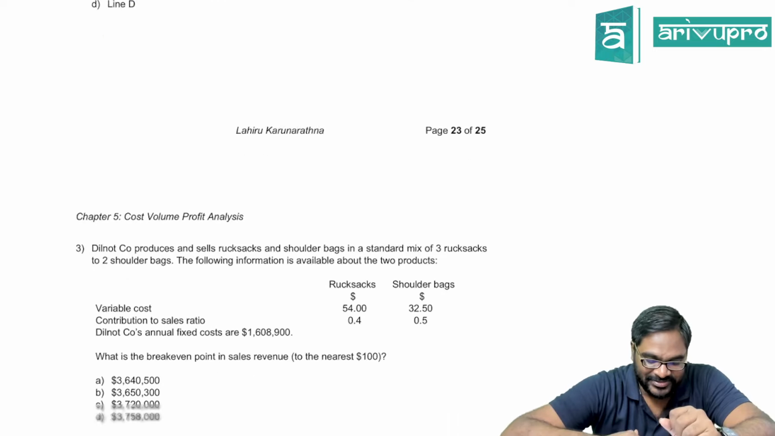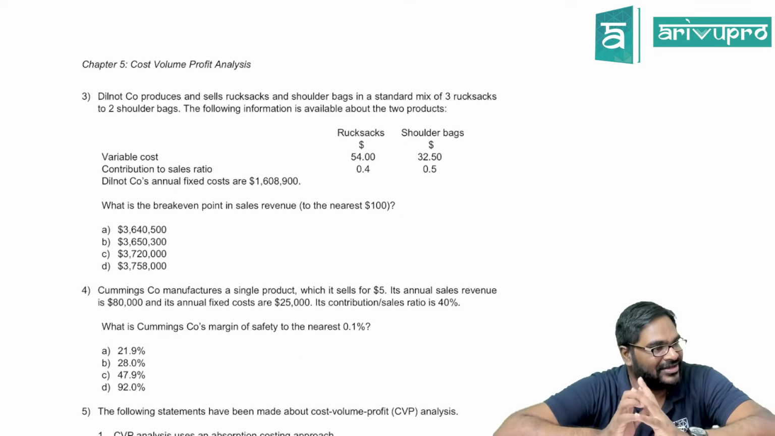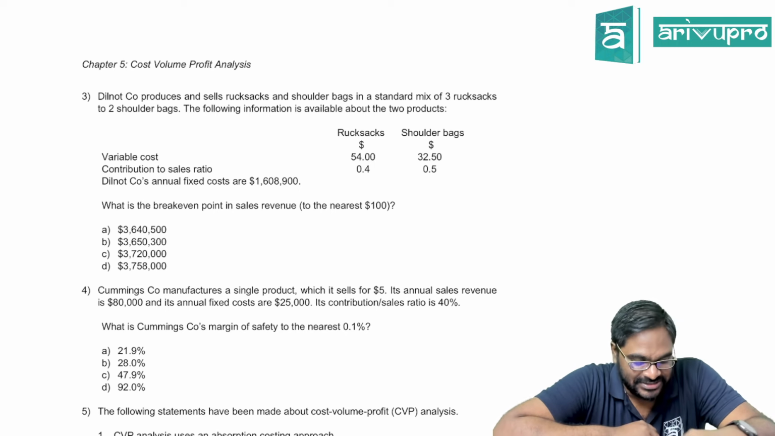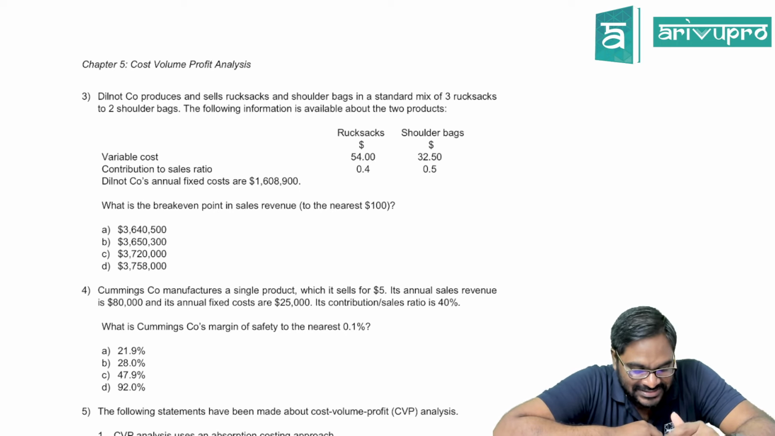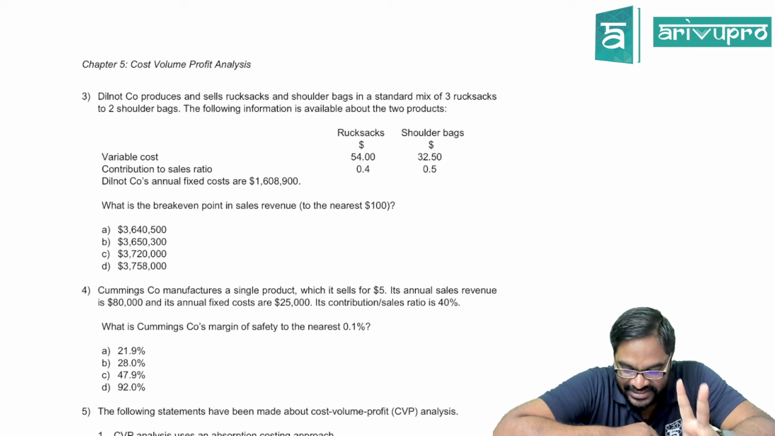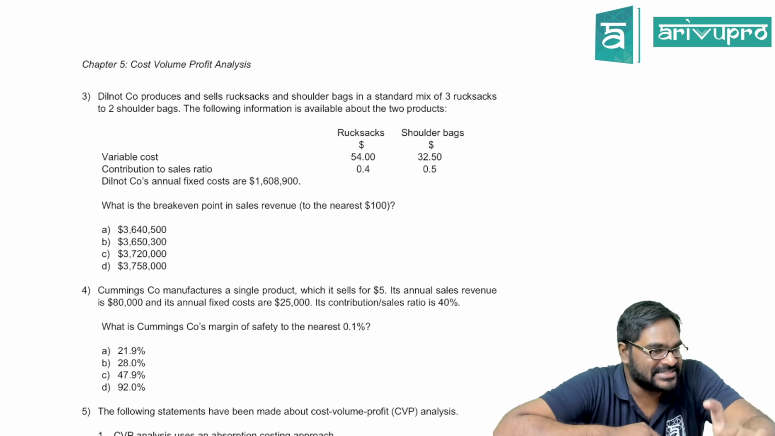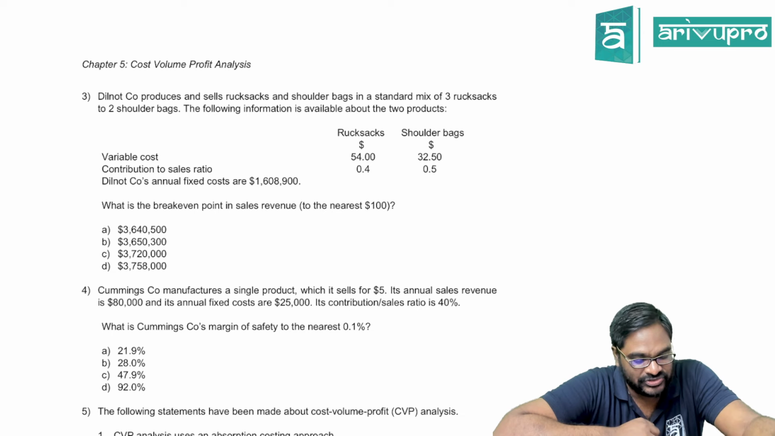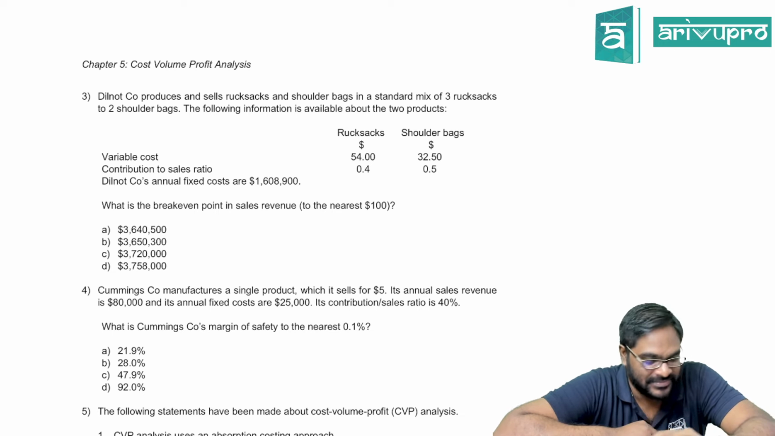Then we are coming to the interesting question that all of you found a little bit difficult to do. Dillnot Co produces and sells rucksacks and shoulder bags in a standard mix of 3 rucksacks and 2 shoulder bags. So that means the mix is constant. Either way, 3 rucksacks and 2 shoulder bags would be there.